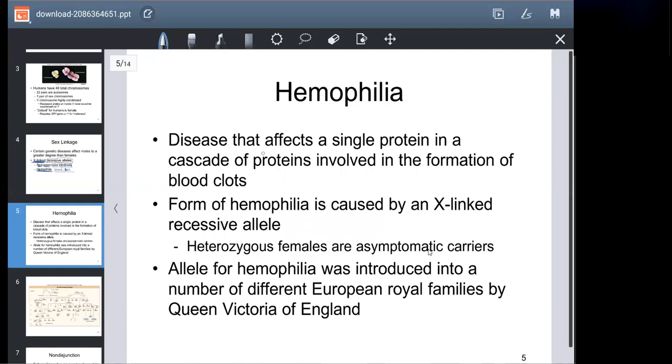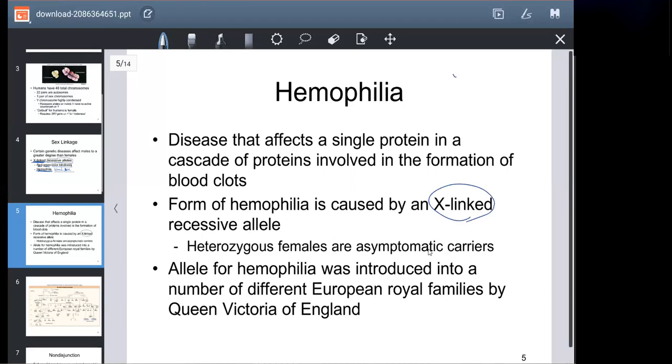So hemophilia is a disease that affects a single protein. So it's not polygenic, it's just one gene, and if you have both alleles affected, then you will have what's called hemophilia. The interesting thing is this blood clotting problem, just like color blindness, is inherited kind of differently in male and female, mainly because it sits on the X chromosome.